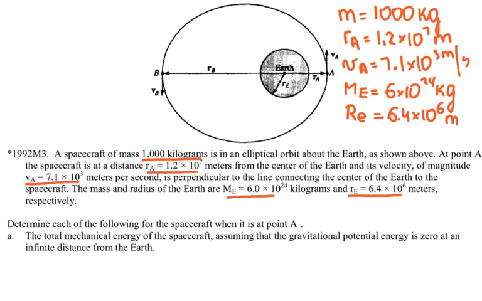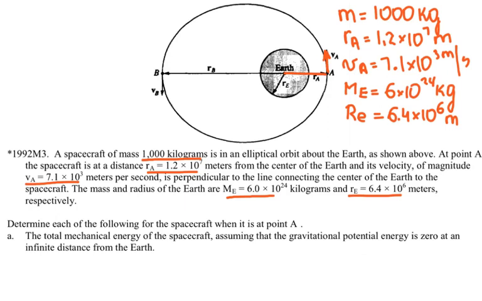At point A, the spacecraft is at a distance of RA. So here, they measure between the centers of the masses, RA, 1.2 × 10^7 meters from the center of the Earth, and its velocity has magnitude VA meters per second. The velocity is always perpendicular to the radius, or tangent to the circle, touching at one point. It is perpendicular to the line connecting the center of the Earth to the spacecraft.